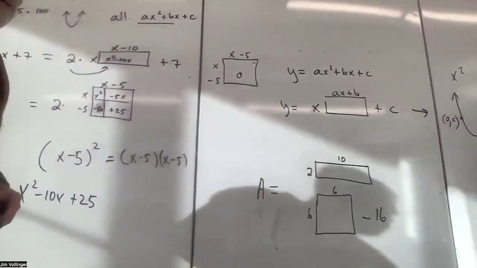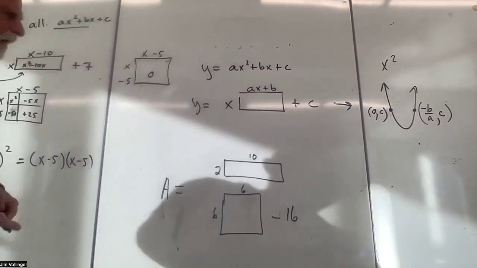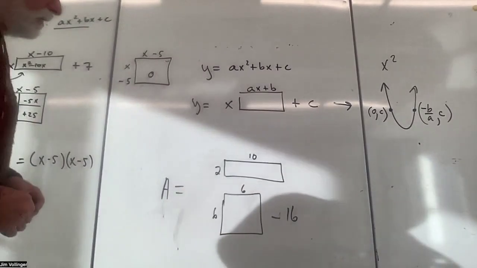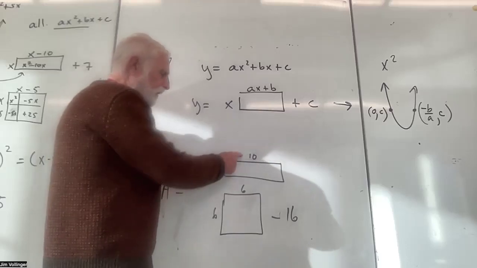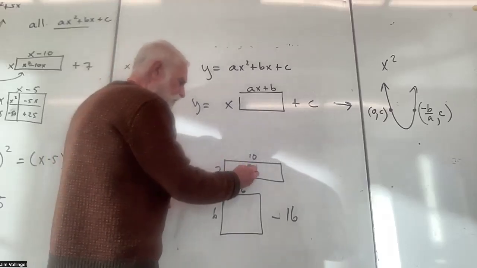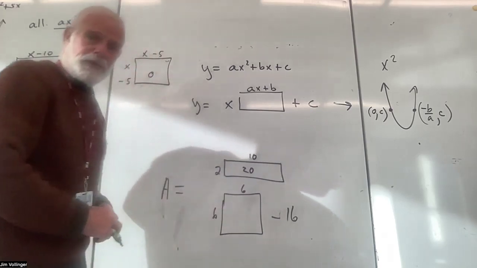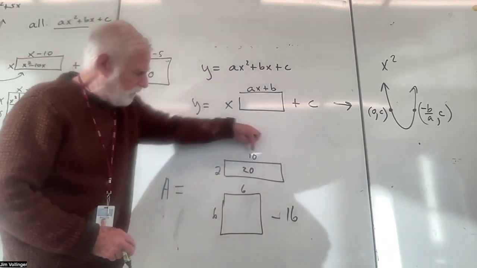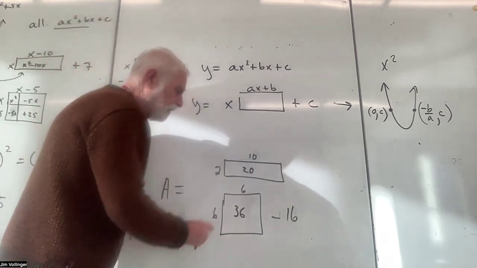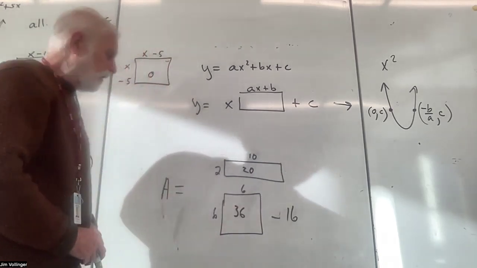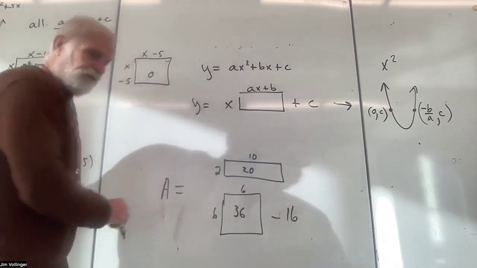I tried to keep this in some kind of order, but I think it's important. Oh God, I hope this comes out. So if I'm looking at this rectangle, 2 times 10, I get 20 units of area. But I could reshape that by making the longer side shorter and the shorter side longer, and a 6 by 6 is 36. And 36 minus 16 is 20. So those calculations give me the same area.